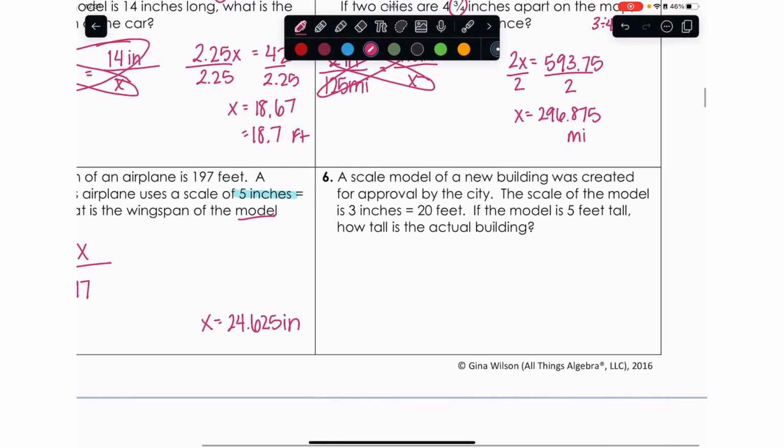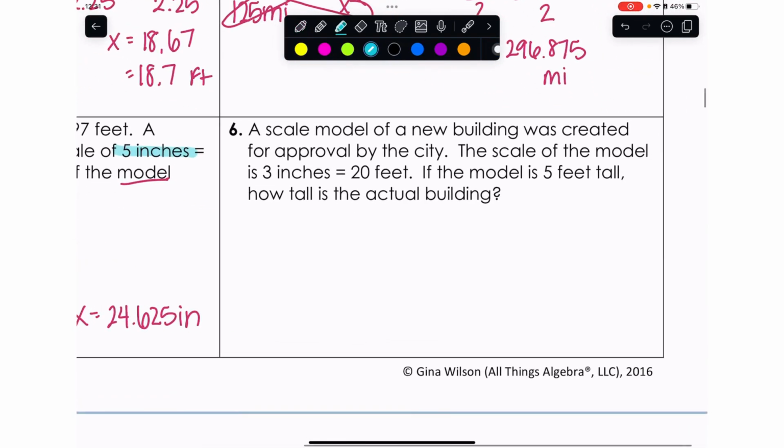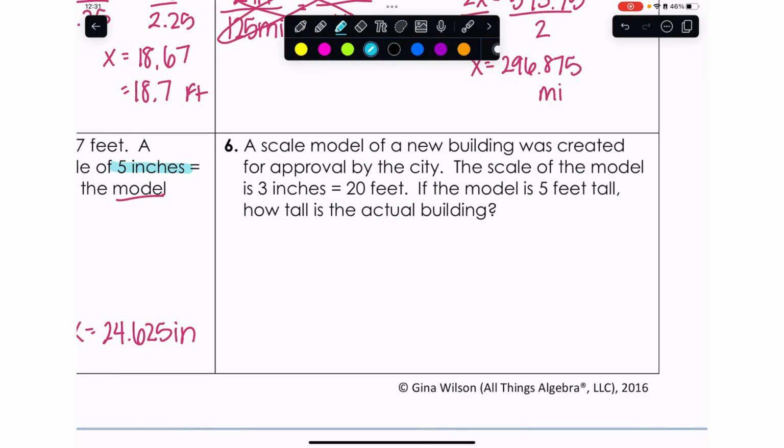Okay, number 6. This one's kind of tricky, but we'll start off with the scale. What does it tell me the scale of the model for this building is? Would it be 3 over 20? Good. So that's always step 1. Find the scale. 3 inches over 20 feet. Okay, and I'm setting that up equal to another fraction. Here's the question. It tells me the model is 5 feet tall. I want to know how tall the actual building is. So that's the model number I'm given. Does the model number go on the top or does it go on the bottom? The top. Model goes on top.